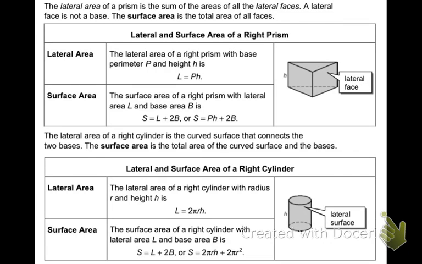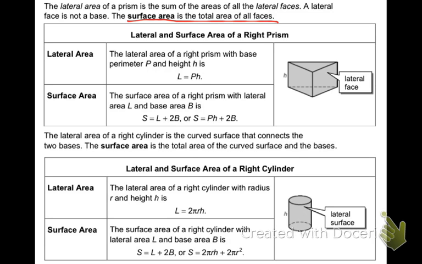The lateral area of a prism is the sum of the areas of all of the lateral faces. What it means by lateral faces is the faces that are on the sides of the prism. So that is the lateral area. The surface area is the total area of all the faces.